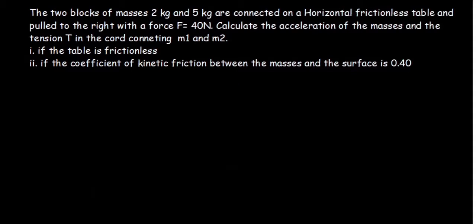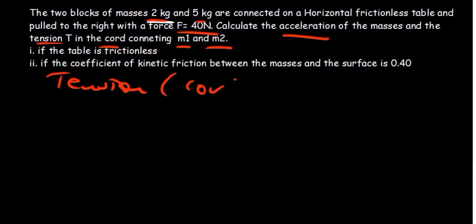Okay, so question 1. The two blocks, 2 kg and 5 kg, are connected on a horizontal frictionless table and pulled to the right with a force of 40 newtons. Calculate the acceleration of the masses and the tension T in the cord connecting M1 and M2. Under the types of forces, there is one I forgot: tension. Tension is basically just a force that acts in a cord or a rope. Okay, so let's try to get into this now.